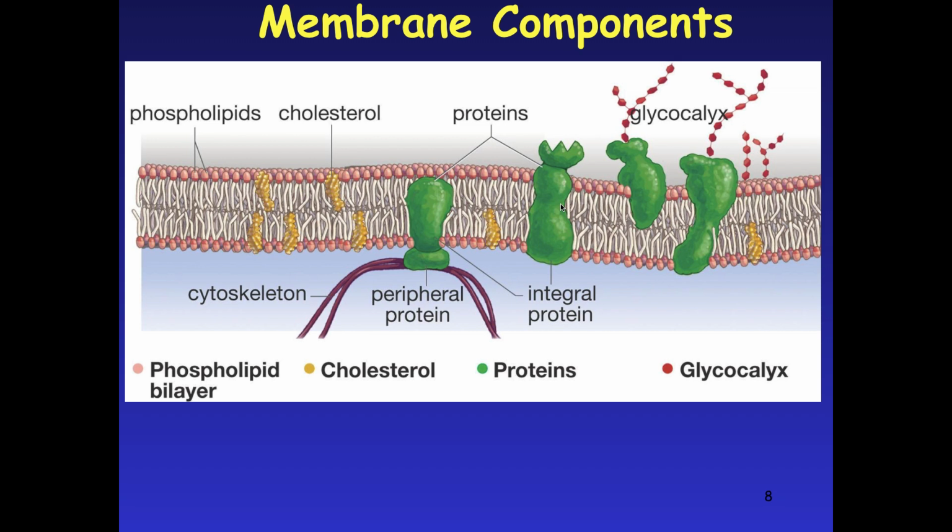In addition to the integral proteins and the peripheral proteins, there are proteins called glycoproteins. Glyco meaning sugar, and of course, sugar bonded to a protein. Okay? These sugar proteins make up something called the glycocalyx. Glycocalyx. I hope you are repeating along with me while I'm saying these.